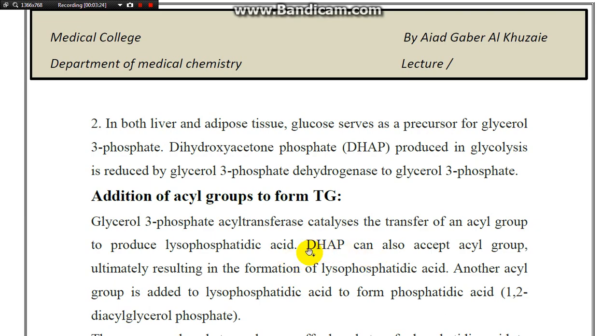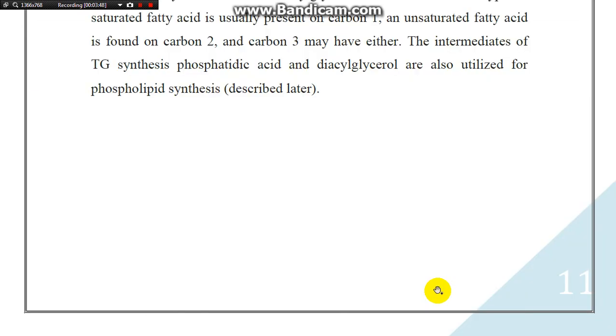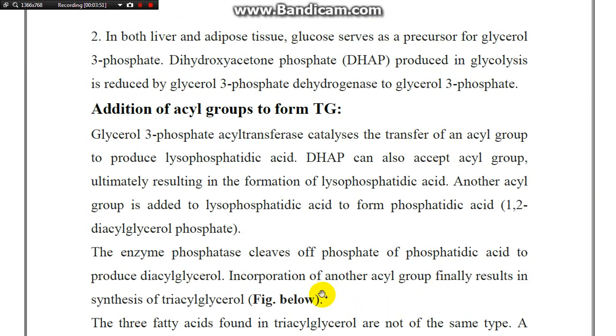And dihydroxyacetone phosphate can also accept acyl groups, ultimately resulting in the formation of the lysophosphatidic acid. Another acyl group is added to the lysophosphatidic acid to form the phosphatidic acid, or diacylglycerol phosphate.